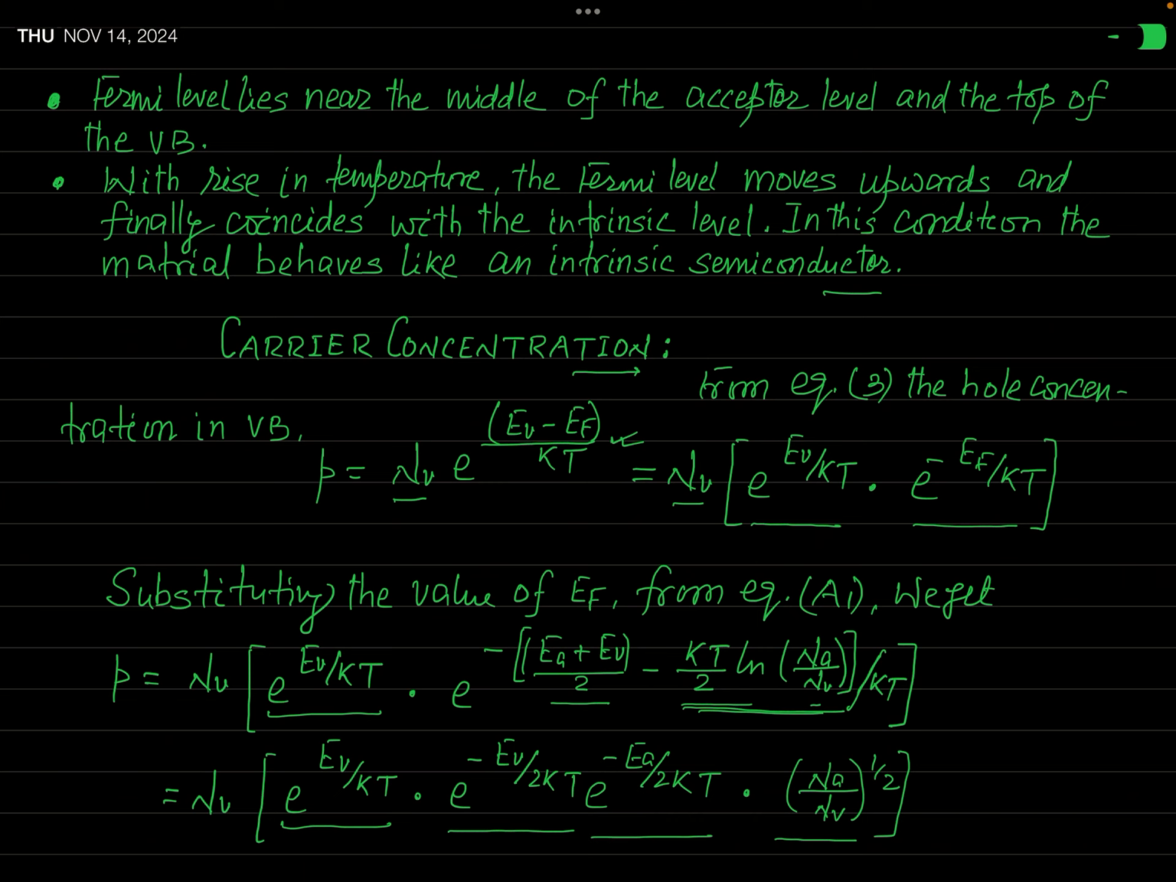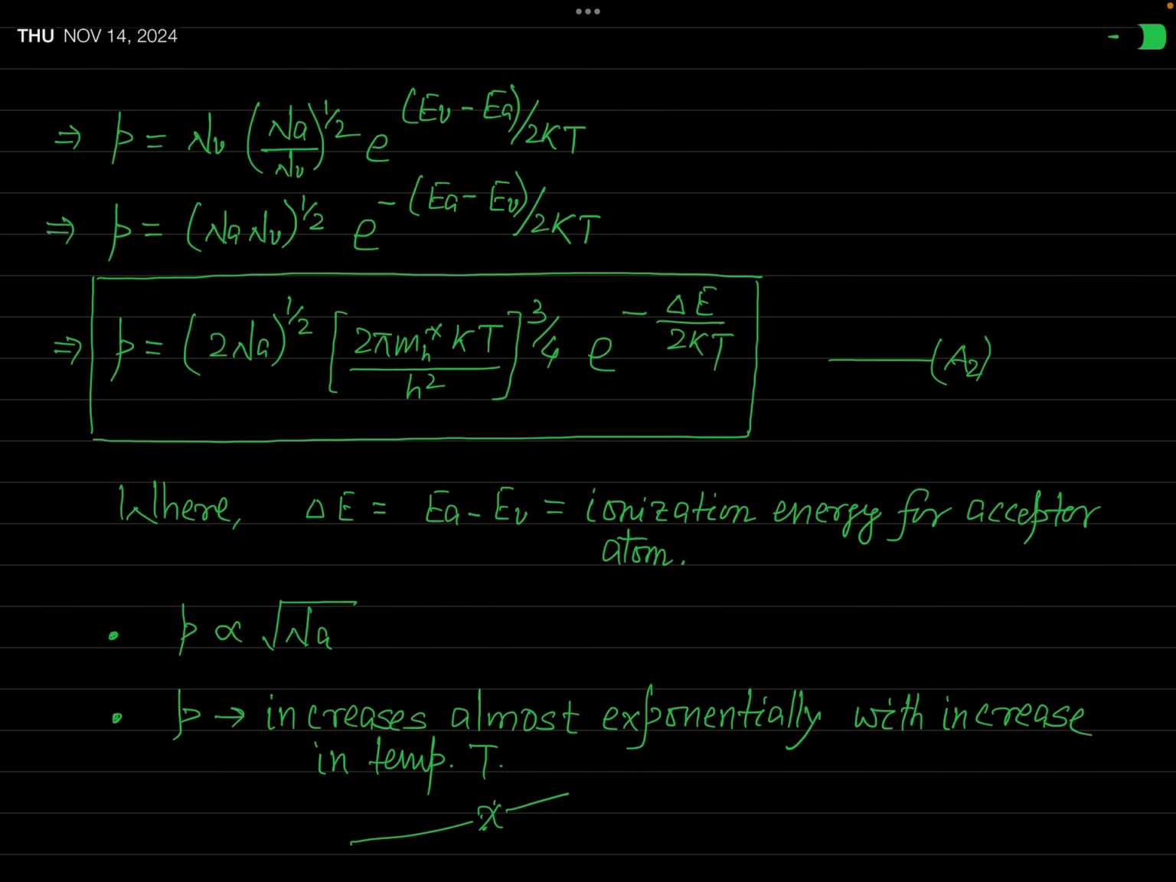Now we will simply multiply all these three exponential terms. After multiplication, you can see P will be equal to NV times NA by NV whole to the power half times e to the power EV minus EA over 2 KT. Now here the NV to the power half in the denominator will cancel, and your result will be NA times NV whole to the power half times exponential raised to the power minus, which has been taken as a common factor, EA minus EB over 2 KT.